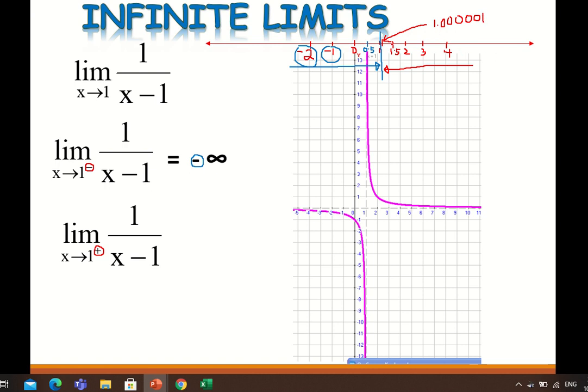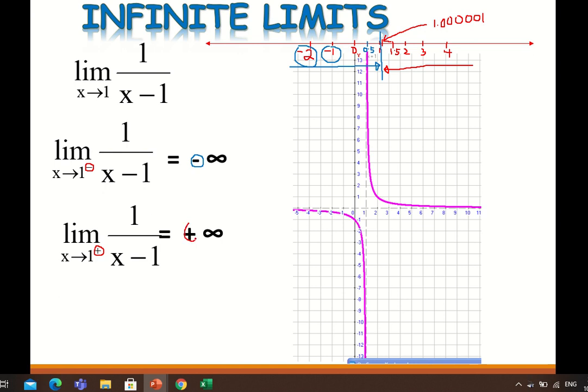So what will happen? When you subtract, you have x, which is 1.00001, minus 1. What is left is 0.00001, a very small number, and you have 1 at the numerator. When 1 is divided by a very, very small number, that approaches a very huge number. That's why we have here a positive infinity. You have noticed that all values coming from the right towards 1 give a positive quotient always. That's why we have a positive.